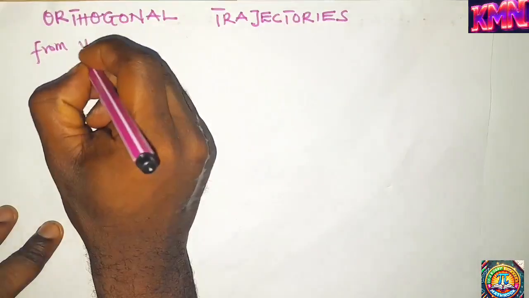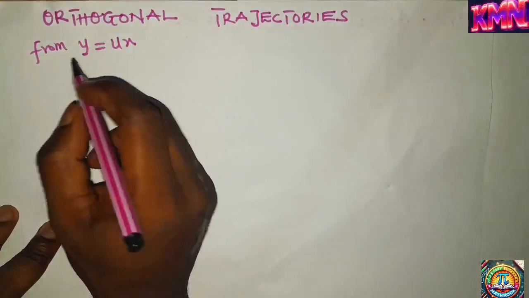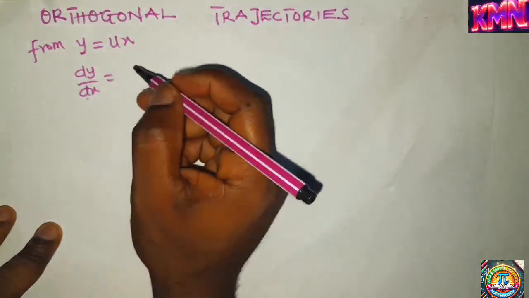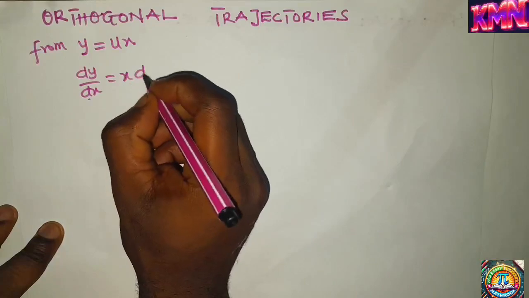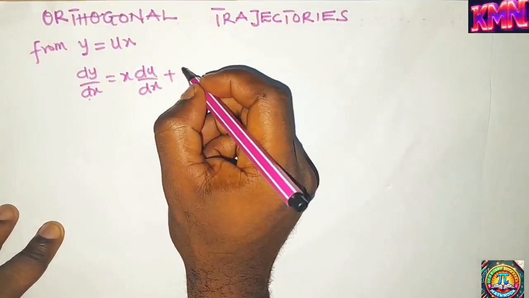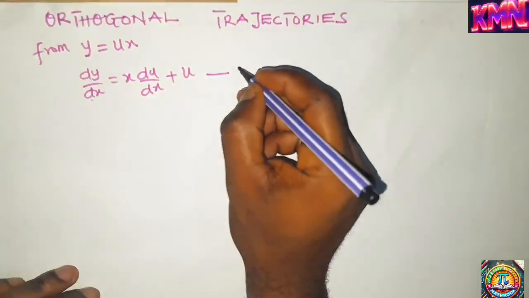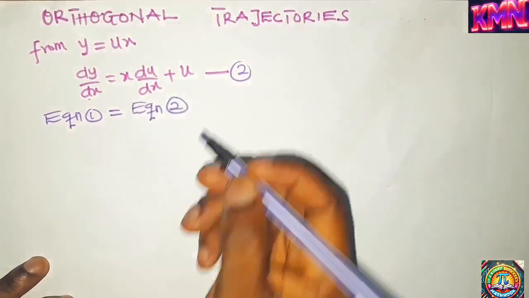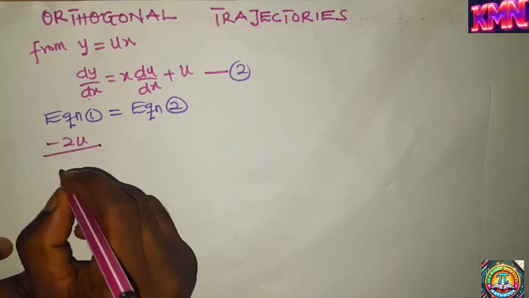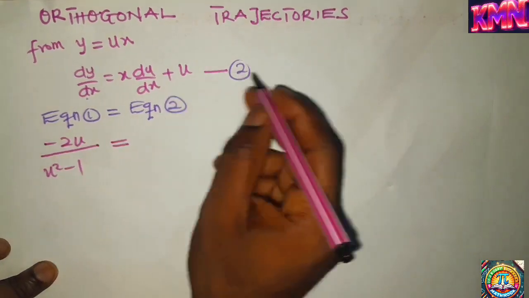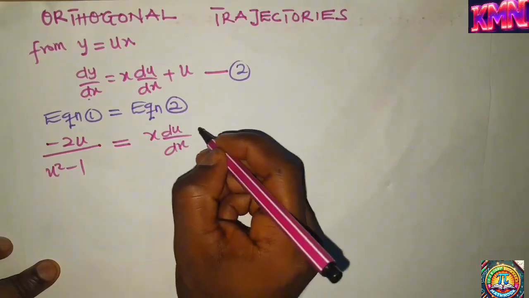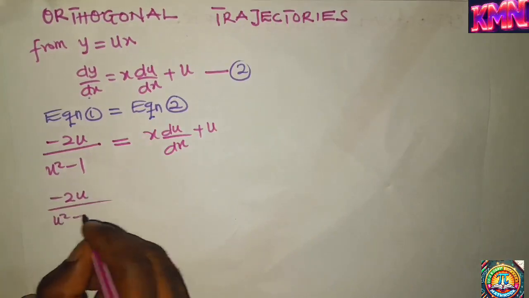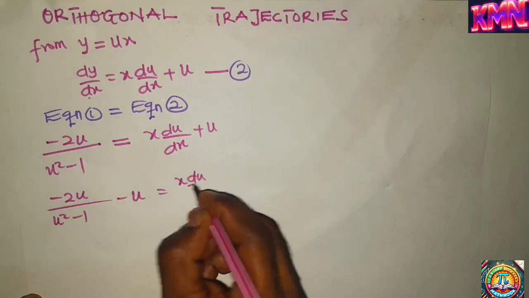And from y equals ux, let's differentiate this with respect to x. So we're going to get dy/dx equals, differentiating the u with respect to x, x du/dx plus, differentiating x with respect to x gives us the u, and let's label that as equation 2. Equation 1 equals equation 2. Equation 1, we had negative 2u on u squared minus 1, and equation 2 is x du/dx plus u. Moving the u to this side, negative 2u on u squared minus 1 minus u equals x du/dx.